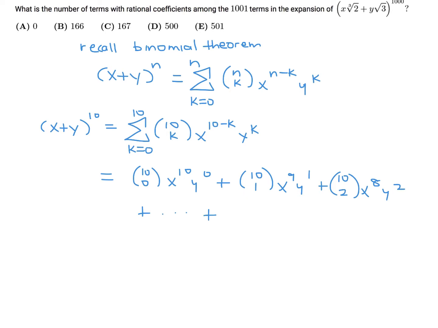Let's just do a couple more. When k is 9, it's 10 choose 9, x to the power of 1, y to the power of 9. And when k is 10, it's 10 choose 10, x to the power of 0, y to the power of 10. And then, of course, you simplify what is 10 choose 0, what is 10 choose 1, what is 10 choose 2 to fill in the coefficients.